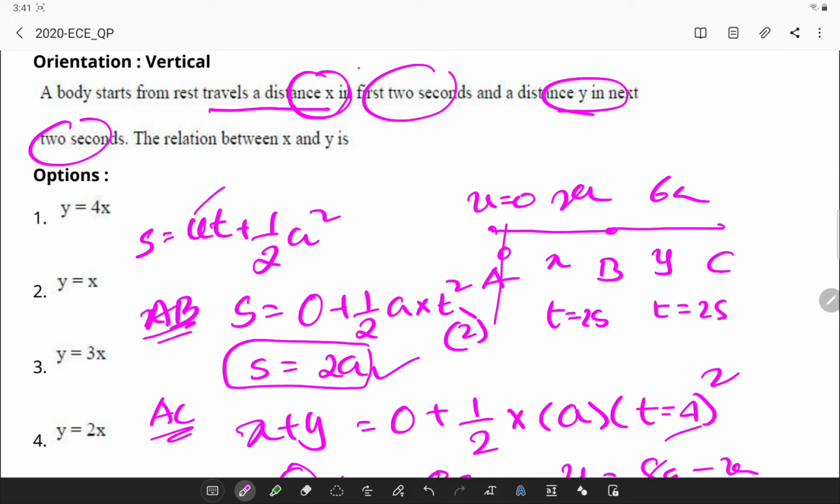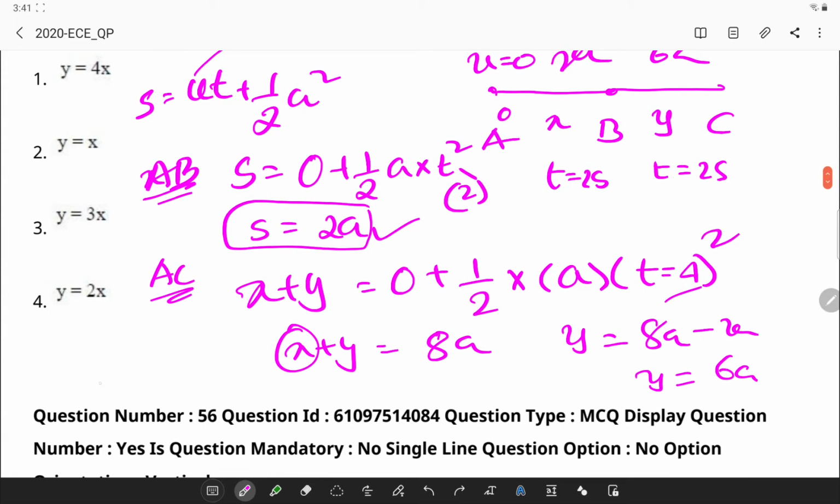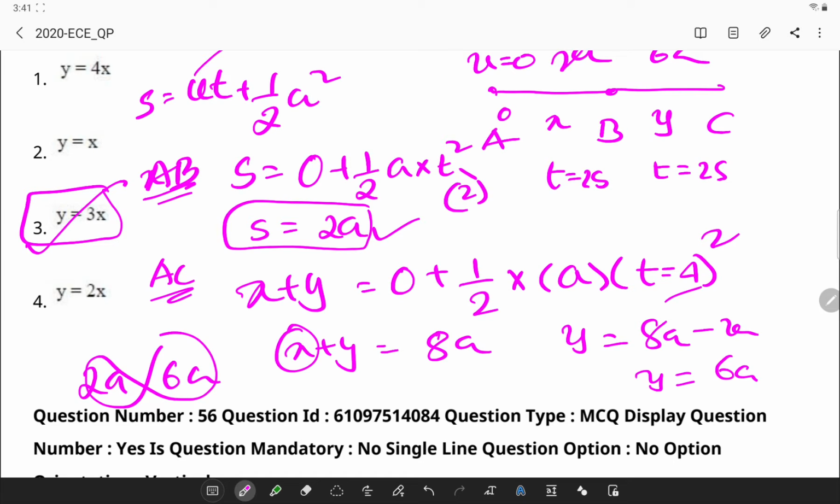Now if you just compare 2a and 6a, they have a relation of y is equal to 3x.